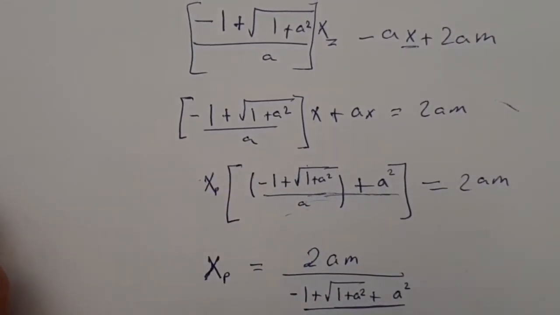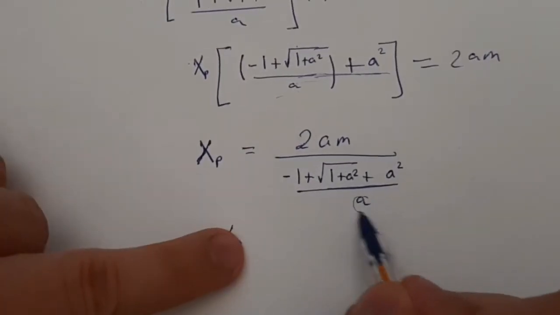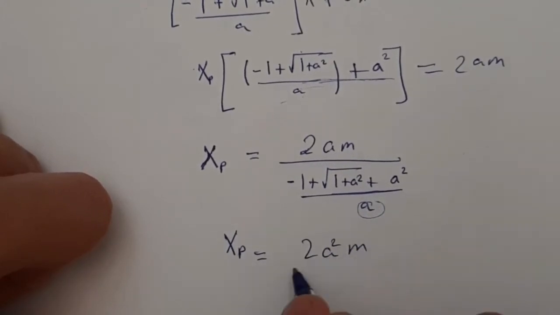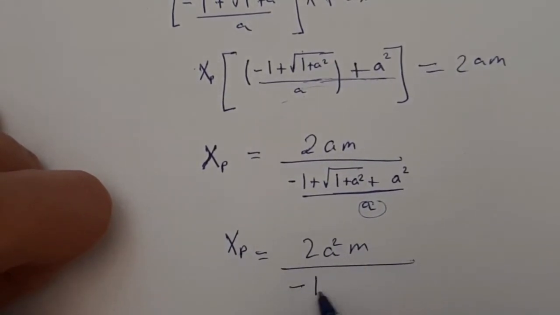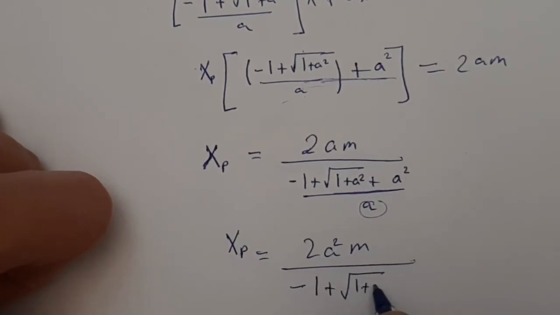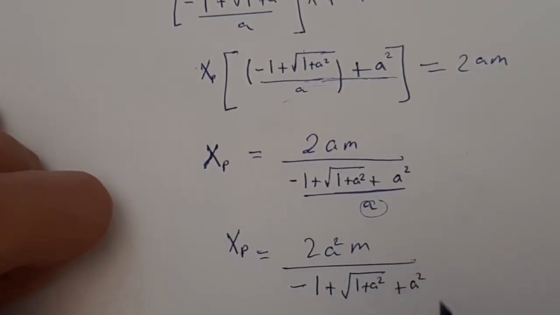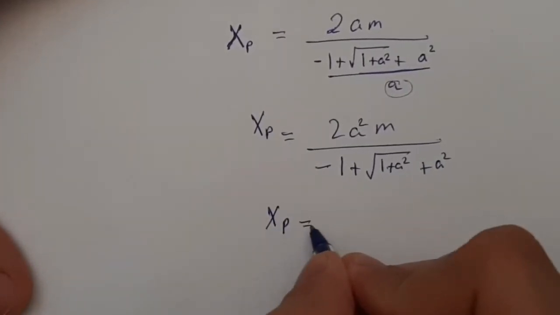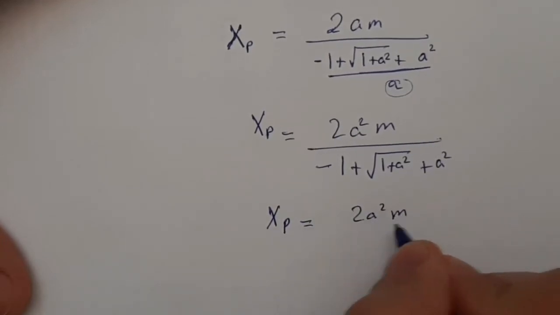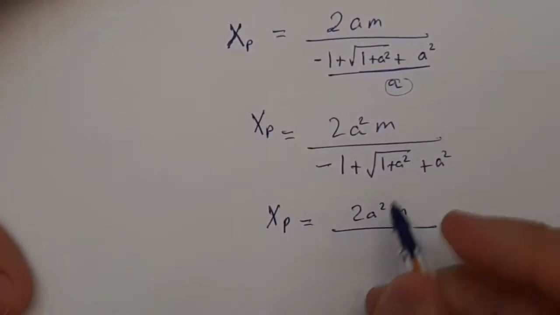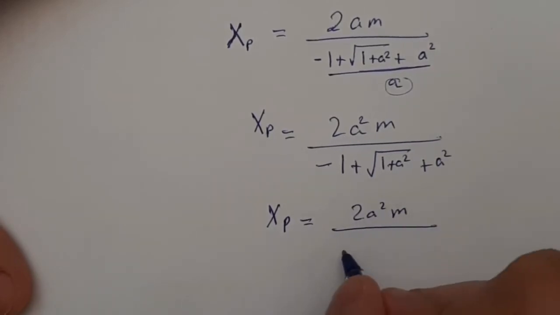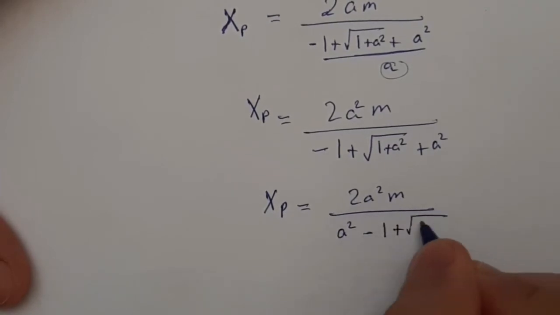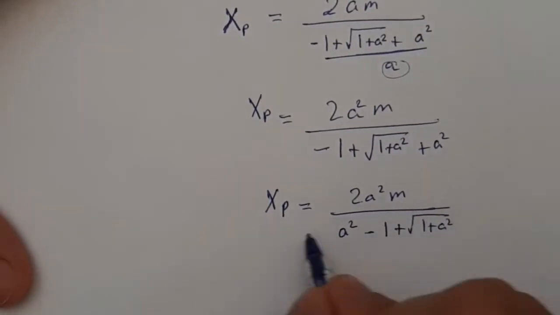So x of P, this part is going to multiply, is equal to 2a multiplied by a is a squared m, divided by minus 1 plus square root of 1 plus a squared, plus a squared. Now, just to make it better, x of P is 2a squared m divided by a squared minus 1 plus square root of 1 plus a squared. So this is our x of P.